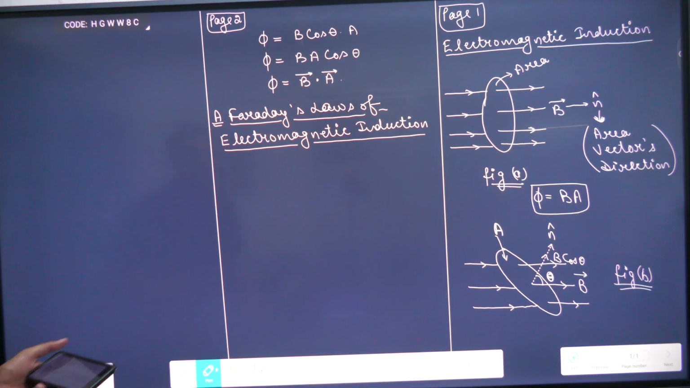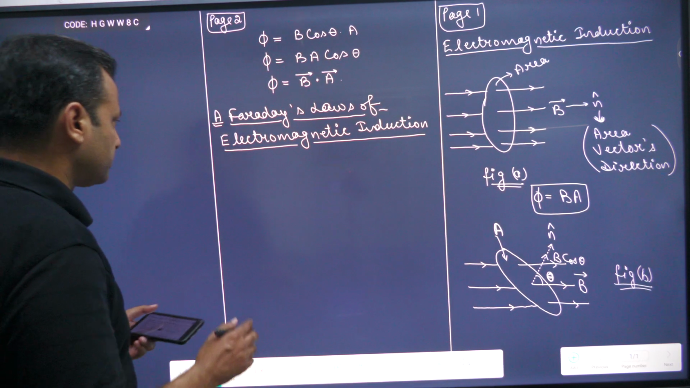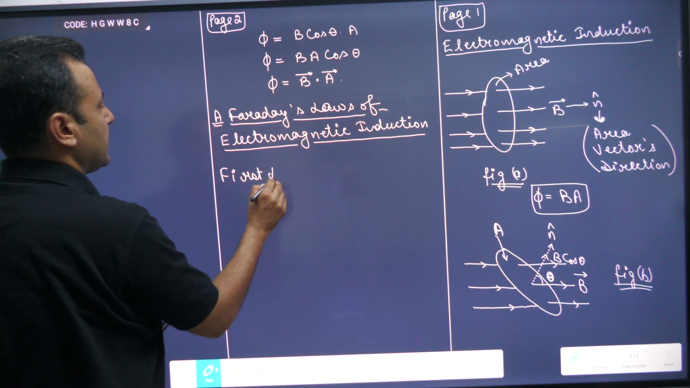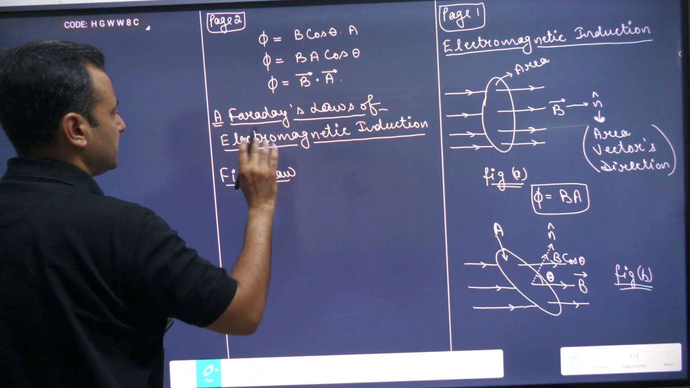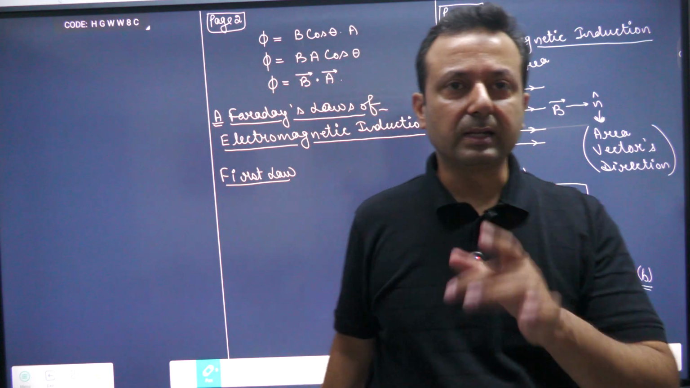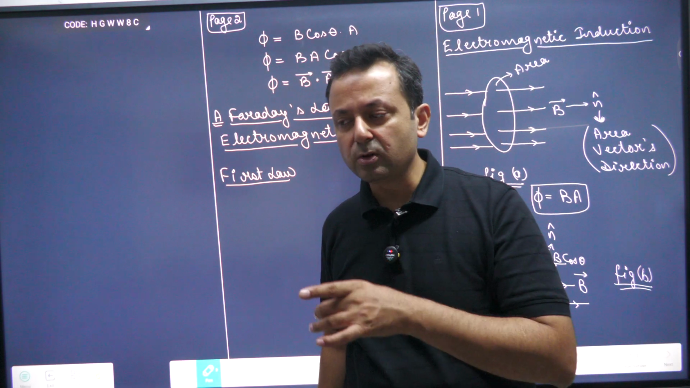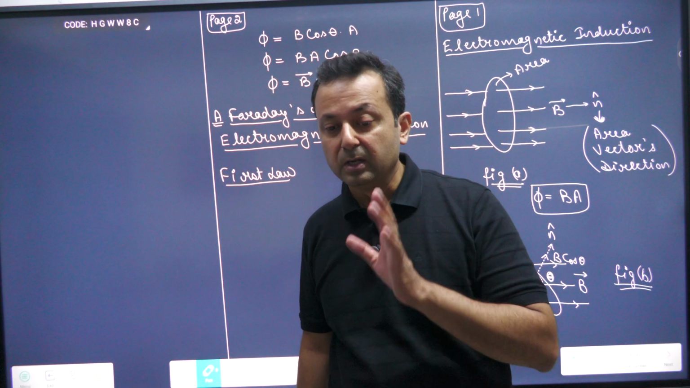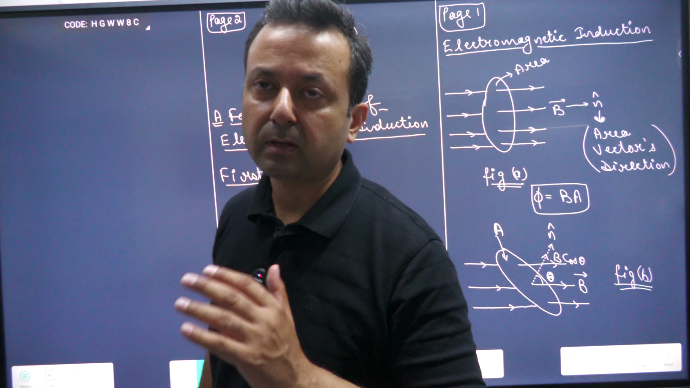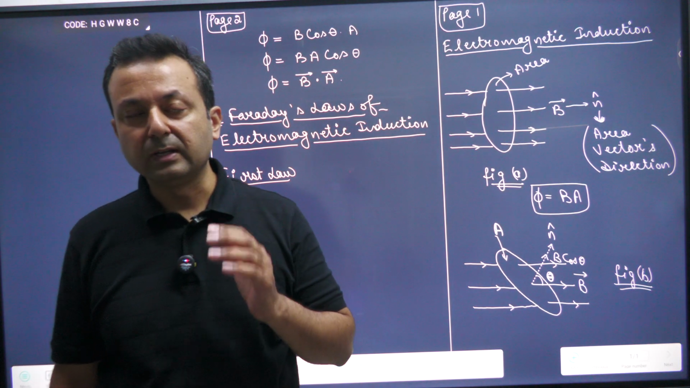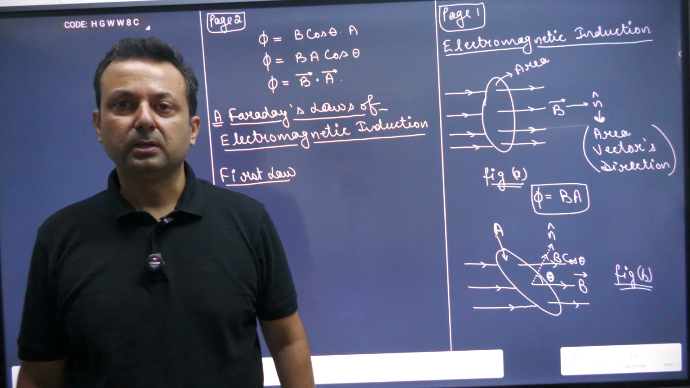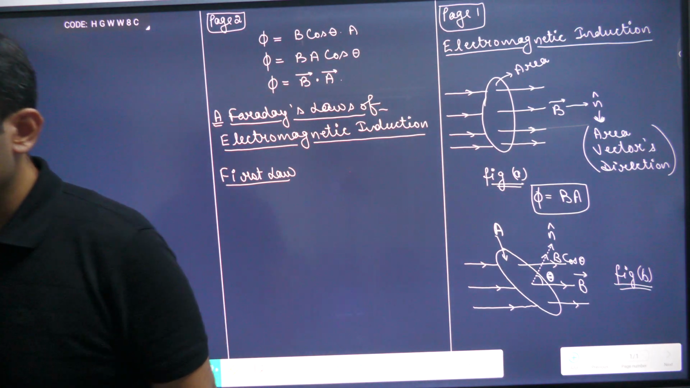So, Faraday's laws of electromagnetic induction. The first law is that as long as the magnetic flux keeps on changing, till that time only current gets produced. After that, if magnetic flux stops changing, then current stops getting produced. Is that clear to you? First law.